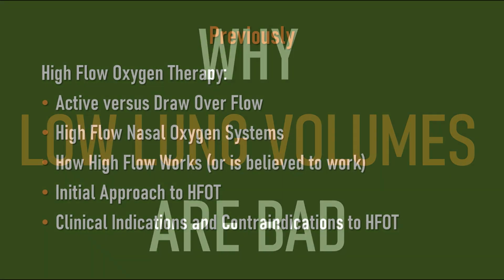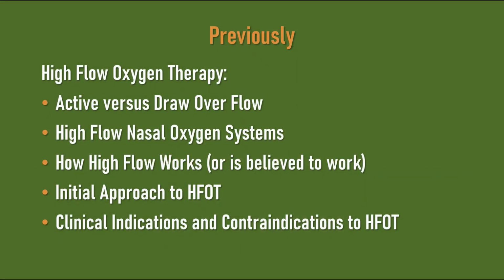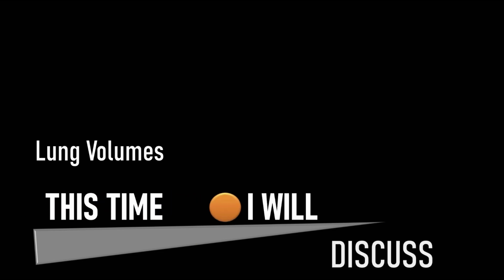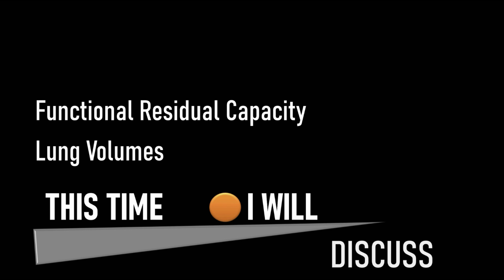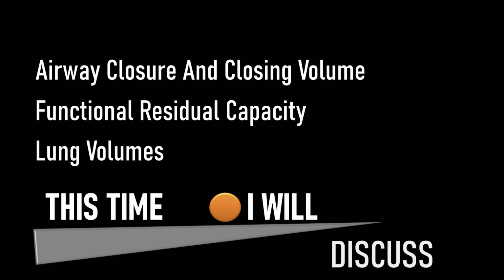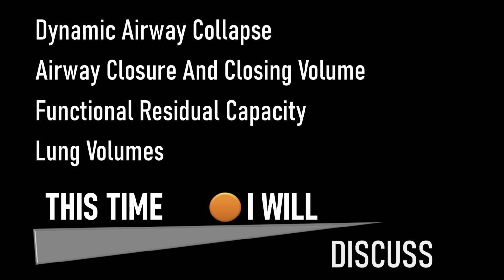Welcome back. Previously we looked at high flow oxygen therapy. We looked at active versus draw over flow. We looked at high flow oxygen systems and how they work and how they are believed to work. I talked about the initial approach to high flow oxygen therapy and the clinical indications and contraindications to high flow oxygen therapy. This time I will discuss lung volumes, functional residual capacity and why it's so important, airway closure and closing volume, and dynamic airway collapse.